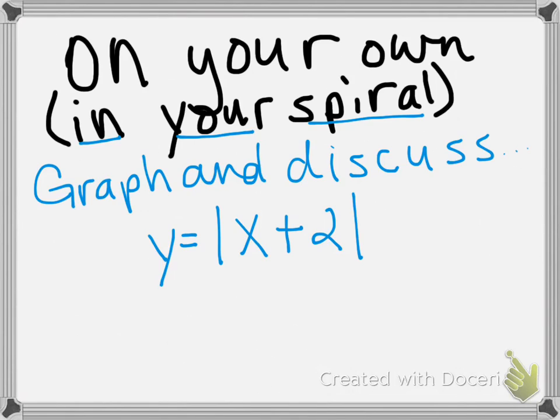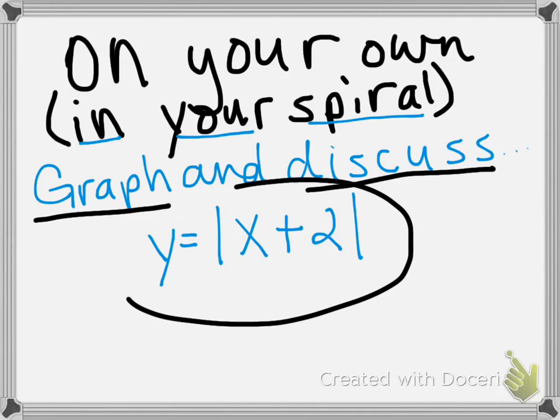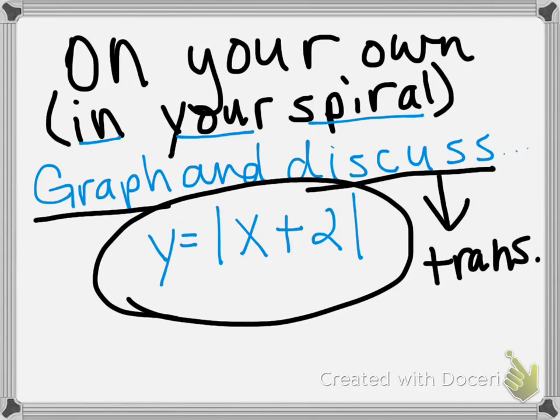Okay, now we're down to your own part for your notes. So this is on your own. It's in your spiral. You can call this your note problem. All you're going to do is graph and discuss this problem right here. And when I say discuss, I mean the transformations. Okay, is it up? Is it left? Is it right? Is it down? Is there a shrink, or is it skinnier, or is it fatter, or is it reflected? That's what we're talking about. And this is what you show me in class tomorrow.